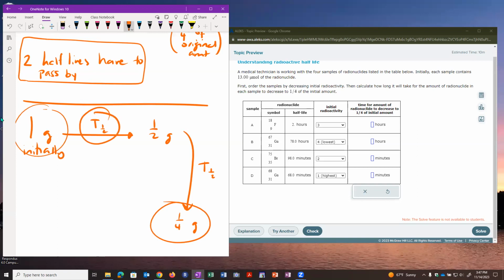We would need 2 half-lives to elapse. So for 2 half-lives, you know what the half-life length is. So 2 times 2 hours would be 4 hours. 2 times 78 hours will be 156 hours, etc.